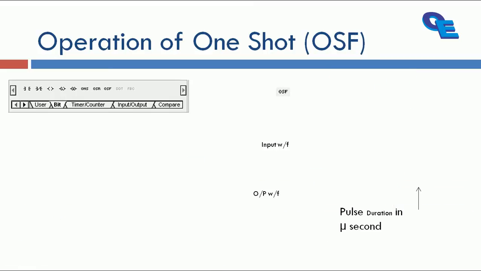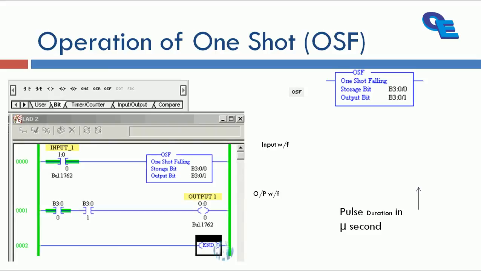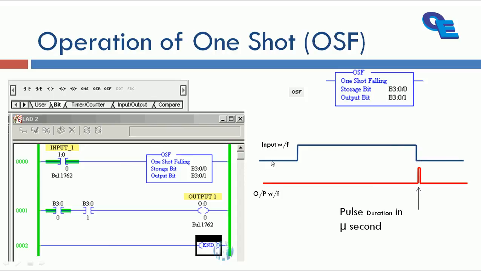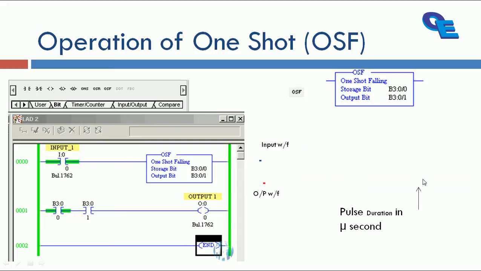Now OSF, it is a reverse of that, one shot falling. One shot falling in the sense when we release the input, at that instant its output bit will be high for a microsecond only. The input and output waveform will be like this. When we release the input, at that instant its output is going to be high.